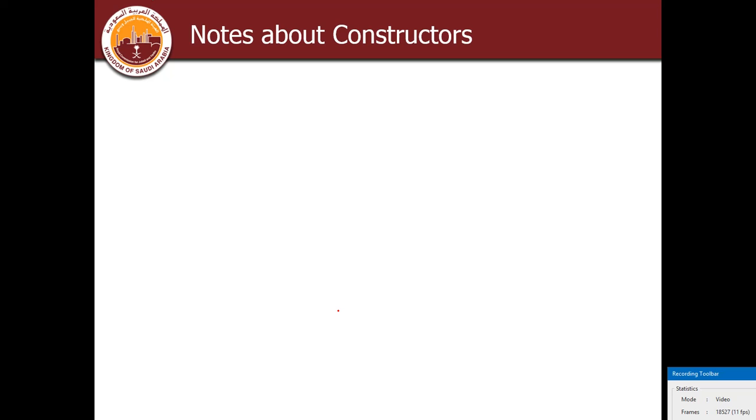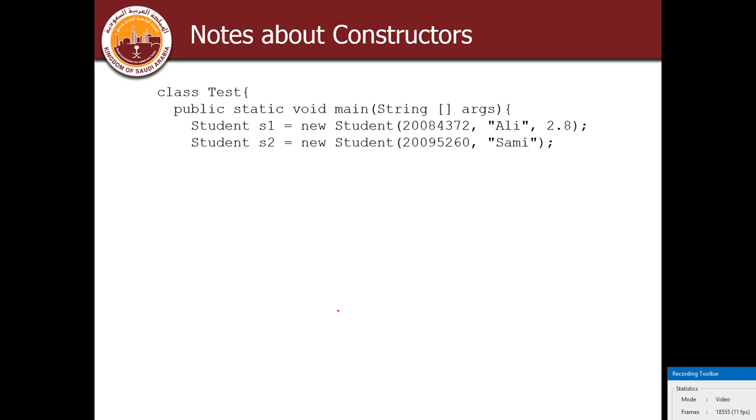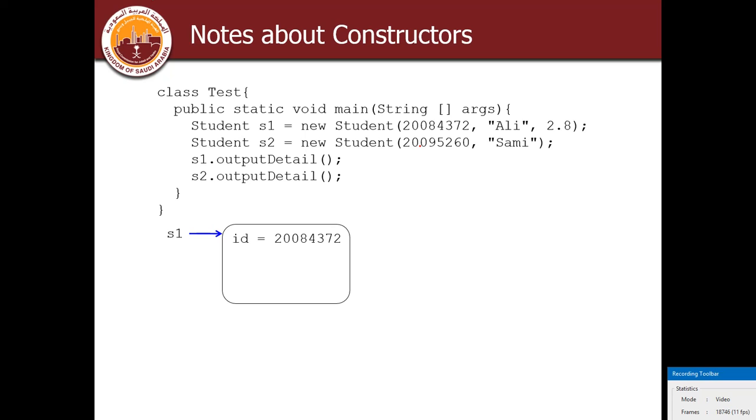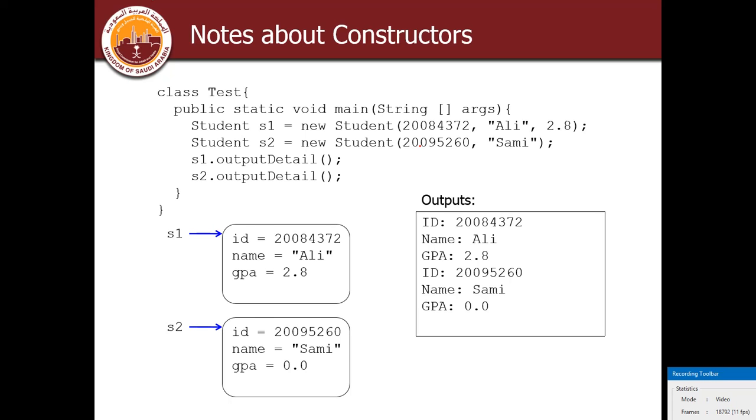Then we have created the output details method. So now in case of S1, I have passed 3 parameters. So first constructor will be called, which takes 3 parameters. For S2, the second constructor will be called, which takes 2 parameters, and similarly I can call the output detail method. So S1 will print this and S2 will print GPA.